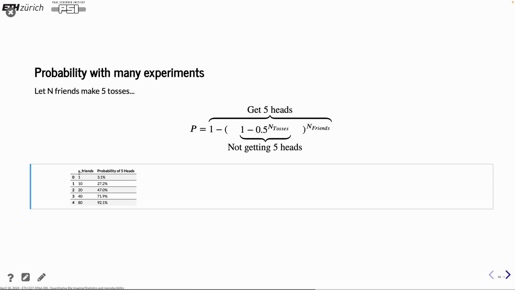Let's say we have n friends, then the probability of 5 heads is 3.1%, like we saw in the previous plot. Now if 10 friends are tossing the coin, then all of a sudden the probability of 5 heads is 27%. And so on. If we go up to 80, then we even have 92.1%. This doesn't really make sense, right?